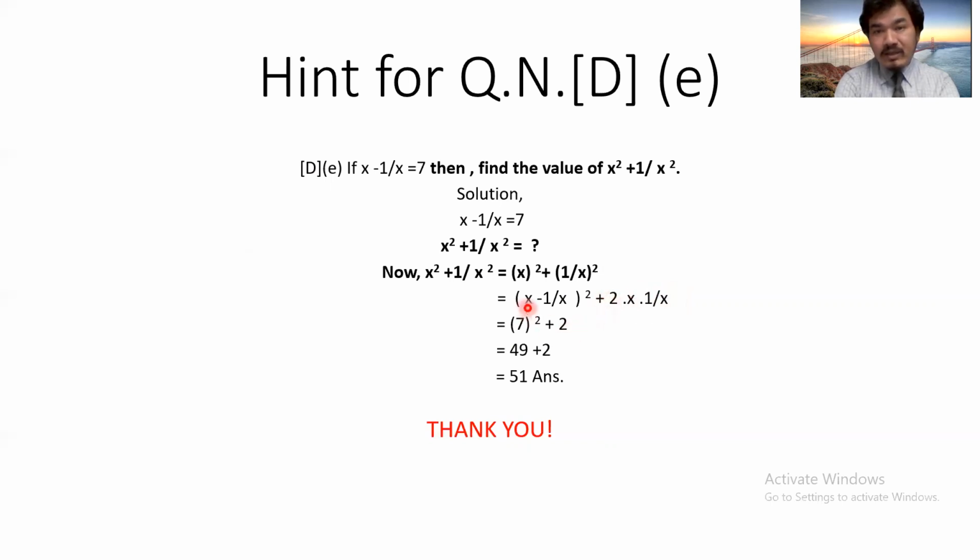And x minus 1 by x value is given there as 7. Here we can see x minus 1 upon x is given as 7. 7 whole square, plus 2, and 7 square means 7 sevens are 49, plus this 2. Then 49 plus 2 you can write as 51. Like this we find the value. This is the value of x square plus 1 by x square. 51 is the answer.